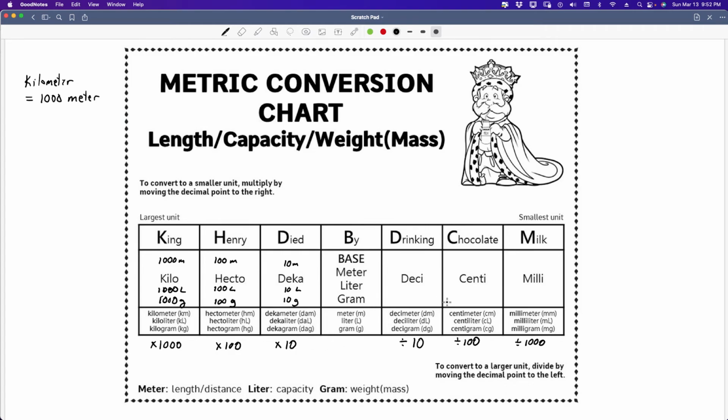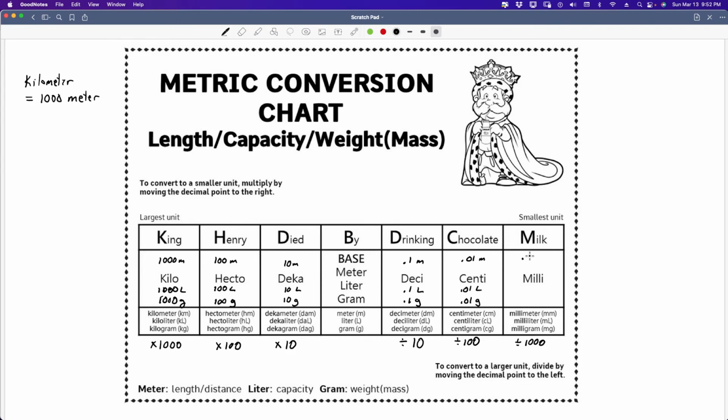Now, when we go the other way, we just move the decimal point. It gets a little bit smaller. So a decimeter would be 0.1 of a meter, right? A deciliter would be 0.1 of a liter, and a decigram would be 0.1 of a gram. A centimeter is 0.01 of a meter. That is why it takes 100 centimeters to equal 1 meter. All right, 0.01 of a liter is a centiliter, and 0.01 of a gram is a centigram.